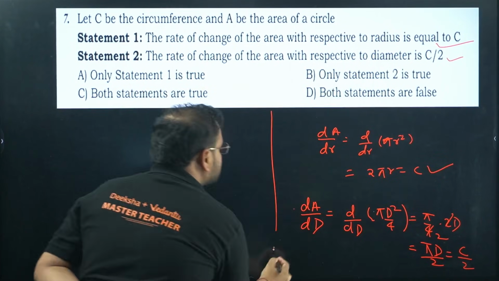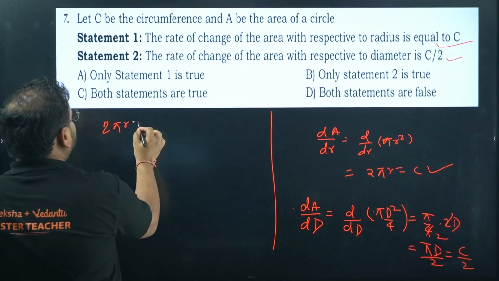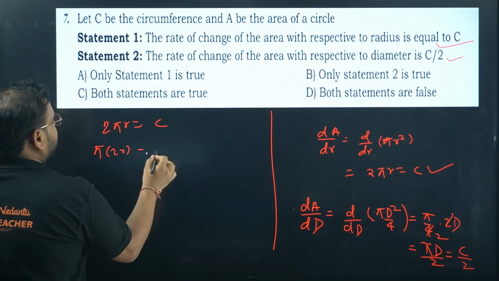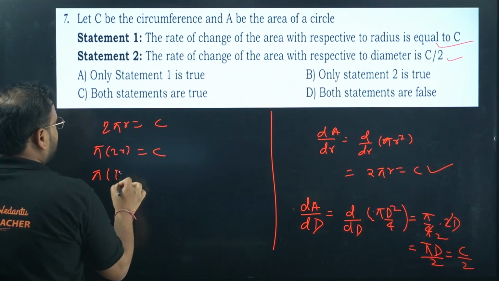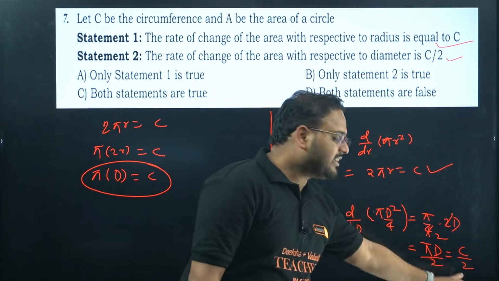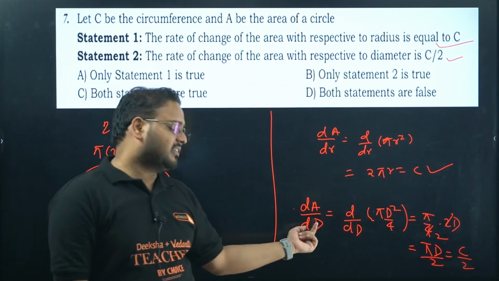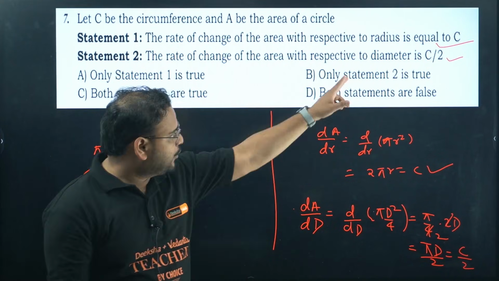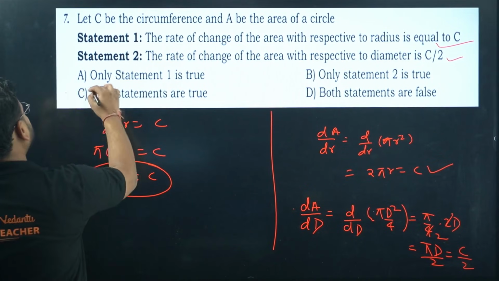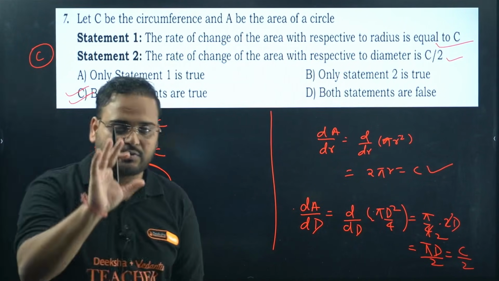If somebody is confused how pi d is c, because 2 pi r is circumference, pi into 2r is circumference, so pi into d is circumference. So pi d is circumference, circumference by 2 will be your rate of change of area with diameter, c by 2. Okay, so both of these statements are correct. Option C is right. Option C is the right choice.